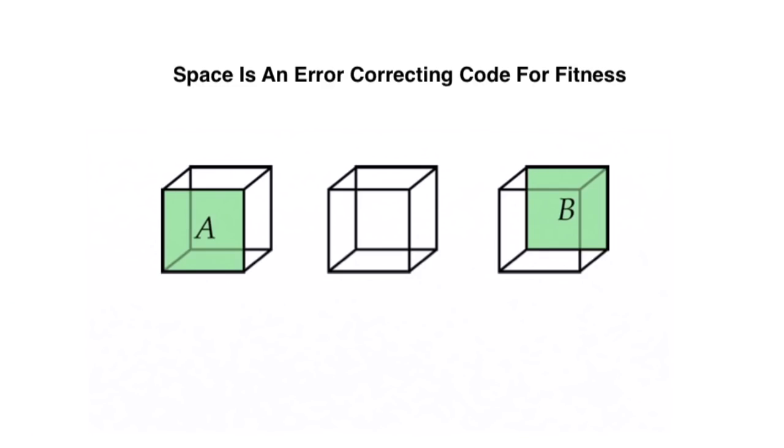So if space is an error-correcting code for fitness, that means it makes a clean prediction. Think about this 3D cube that you're seeing right there. How much information could you jam into the volume of that cube?